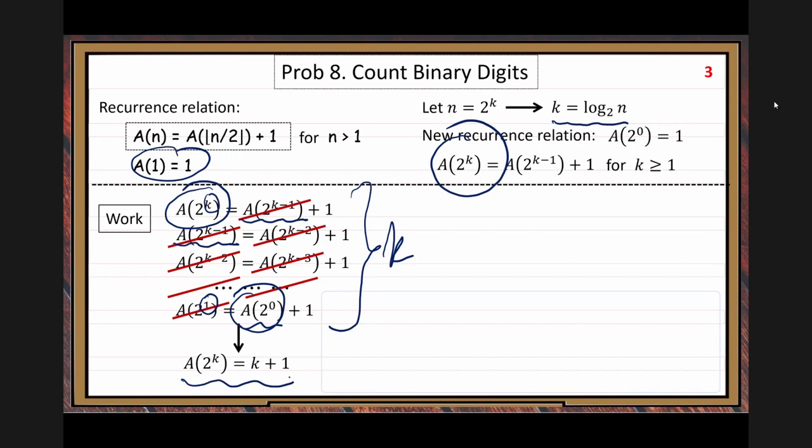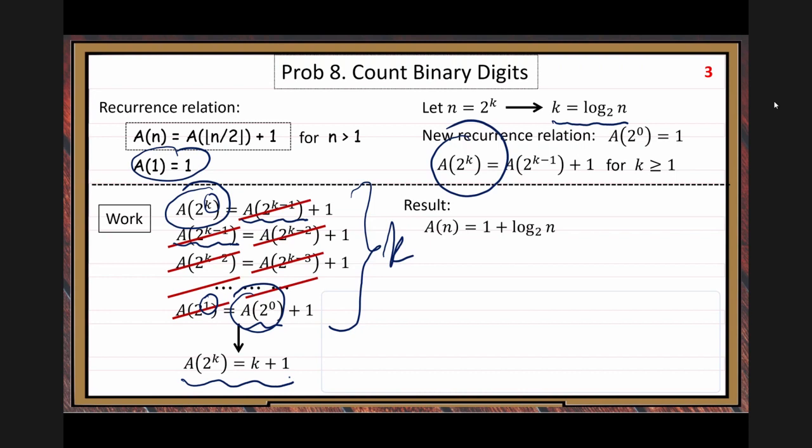But you want to write it in terms of n, right? Because k is an intermediate variable. In the original question, we don't have k. So your final expression should not be in terms of k. You have to go back to the original variable n. So another step you should write, a of n equals 1 plus log base 2 of n. That's the formula. For this special case, you derive this exact formula.